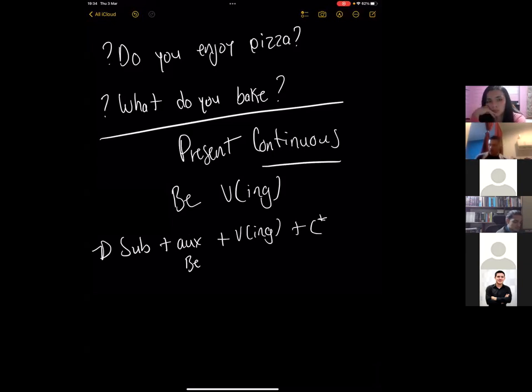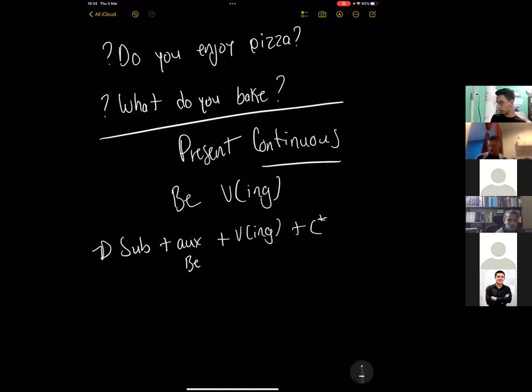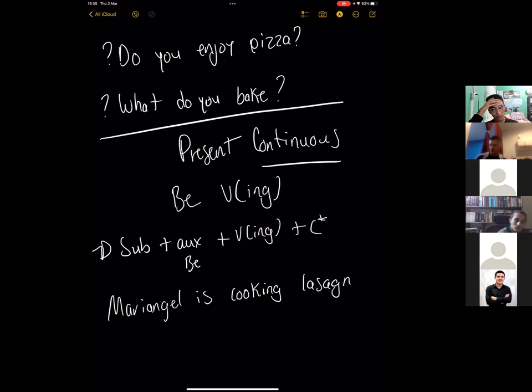What is the format? For example, I can say, let's say, Maria Angel is cooking lasagna. Okay, Maria Angel is cooking lasagna, and of course the period. I have a subject, I have the auxiliary, which is conjugated, which is be. I have the verb with ing, and then the complement. It's a good sentence, okay?